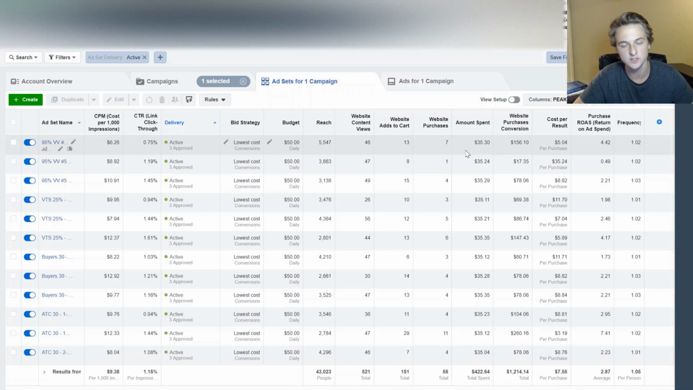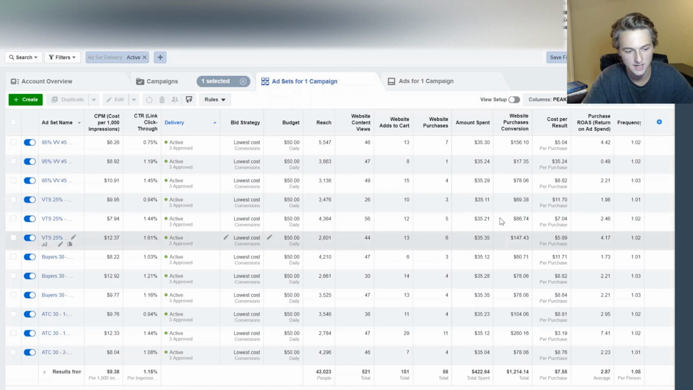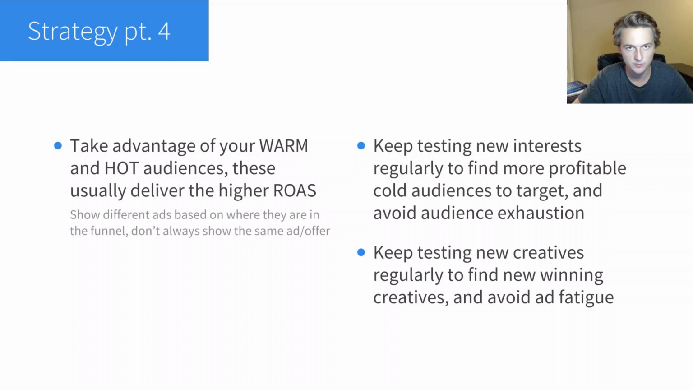You want to keep scaling horizontally, but for these ad sets, I'm going to start increasing the budget today because they've been running for 2 days. The ones that are looking good over those 2 days, I'm going to increase the budget. The other ones, I'm going to kill, and I'm also going to create more ad sets similar to what's working. Now, just the last couple of points to this strategy. As soon as you start scaling, you want to really take advantage of your warm and your hot audiences. These will deliver the highest ROAS, and as this is obvious, this is basically just retargeting.